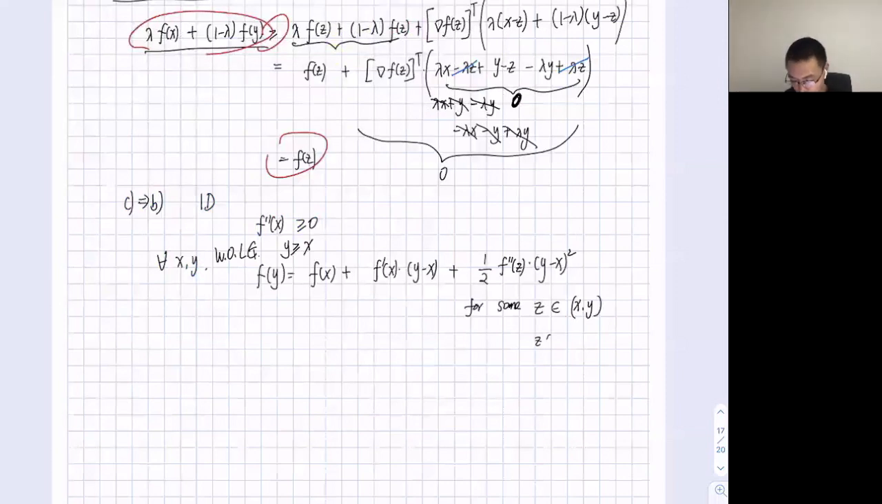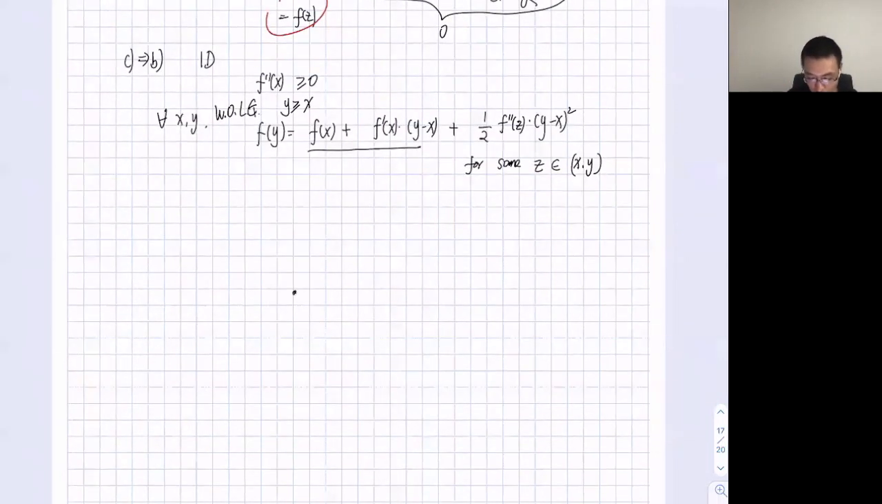Otherwise, you just say c is in y, x. So this is the original version of the Taylor theorem. Here you expand it to the first order. Then you have a residual term. And for this term, the derivative is not at x nor y, but at some point in the middle, okay? So it's an extension of the mean value theorem.